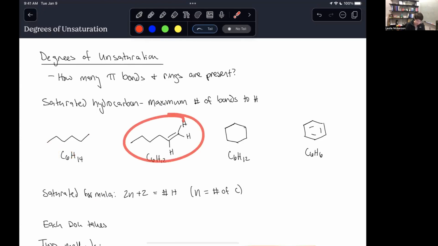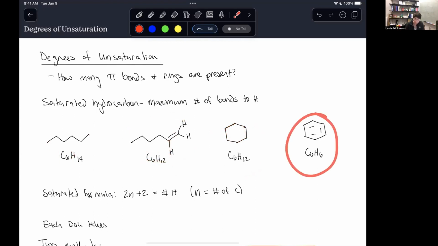If we look at this alkene, I still have 6 carbons, but now I have added in a pi bond, and by doing so, I have taken away 2 hydrogens, right? I've taken away 2 bonds to hydrogen, so now I'm at C6H12, okay? Again, if we look at another example of C6H12, this is in the ring form, and again, we have taken away 2 hydrogens to enable us to form that ring.